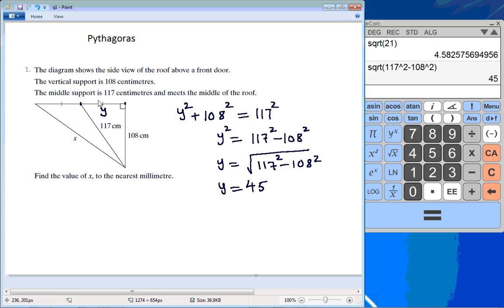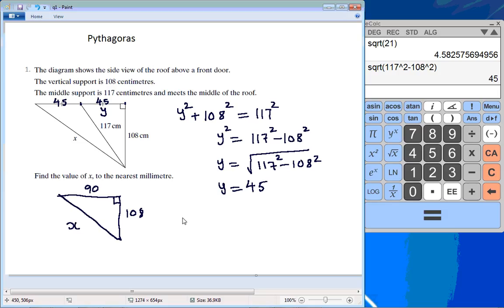Now if this length is 45, because this point is in the middle, this length is 45 as well. So we get a right angle triangle now. Just sketch it roughly. So this length is 90. This length is 108. And we have to find the longest side, x.